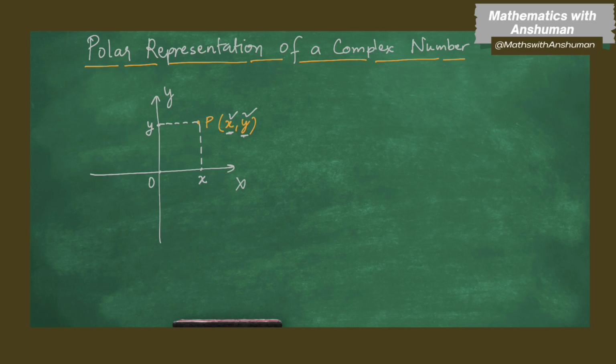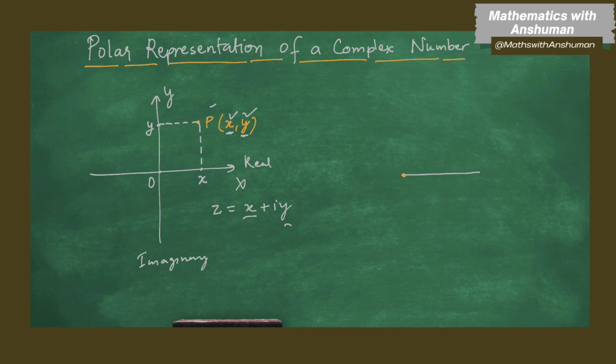And as you have seen in the Argand diagram, the y-axis is considered the imaginary axis and the x-axis is considered as the real axis. So a number such as z equal to x plus iy can be represented by the point P, where x is the real part and y is the imaginary part. Now the same complex number x plus iy can be represented in a different coordinate system, which is called the polar coordinate system. The polar coordinate system is also a two-dimensional coordinate system, just like the Cartesian coordinate system.